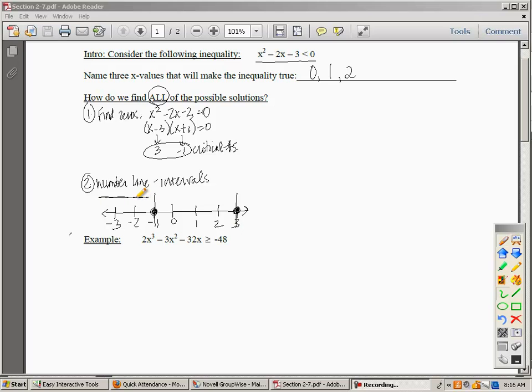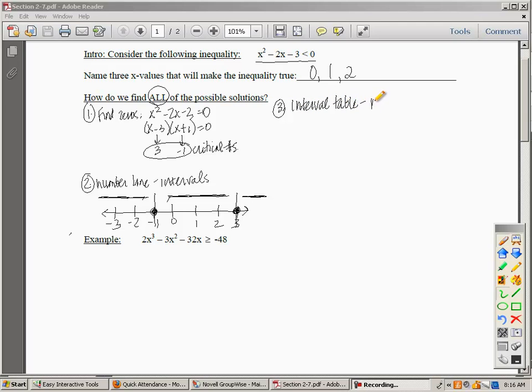But this says that there is a 0 at 3, and there's a 0 at negative 1. And by putting these dots on the number line, you have basically just cut your number line into 3 parts. This is your first part. Here's your second part between the two values, and my third part is what happens on the other side of the 3.